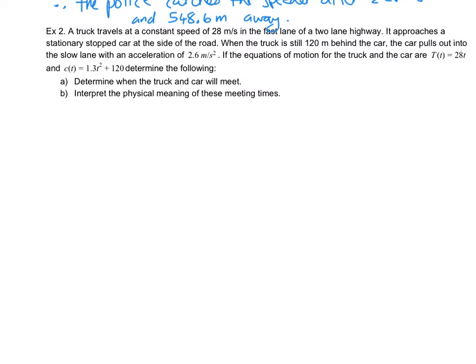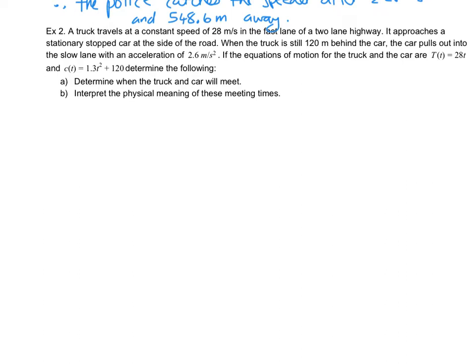All right. A truck travels at a constant speed of 28 meters per second in the fast lane of a 2-lane highway. It approaches a stationary stopped car at the side of the road. When the truck is still 120 meters behind, the car pulls out into the slow lane with an acceleration of 2.6 meters per second squared. If the equations of motion for the truck and the car are T at t equals 28t and C at t equals 1.3t squared plus 120, determine the following. Determine when the truck and car will meet and interpret the physical meaning of these meeting times.